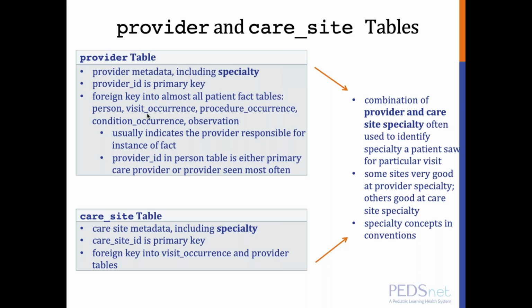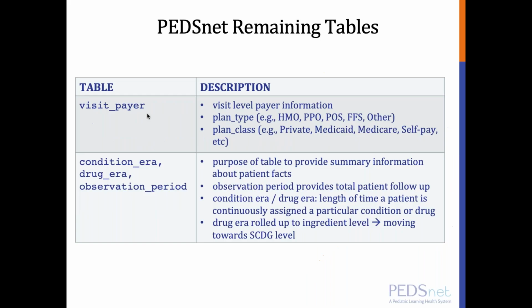And some sites are very, very good at providing provider specialty, and others are very, very good at providing care site specialty. So we use the combination. And then visit payer is the payer associated with a visit. So this is not like in claims data where you have enrollment information. This is just for a particular visit, that instance of the visit, what was used to pay. And we normally give it at the plan class level, and nothing more specific than that.